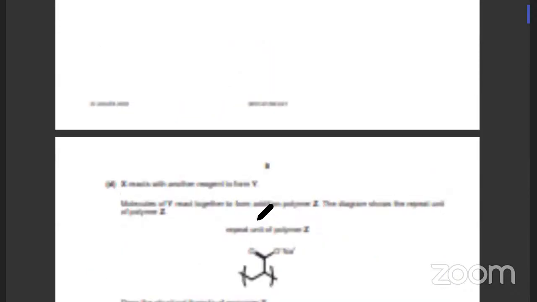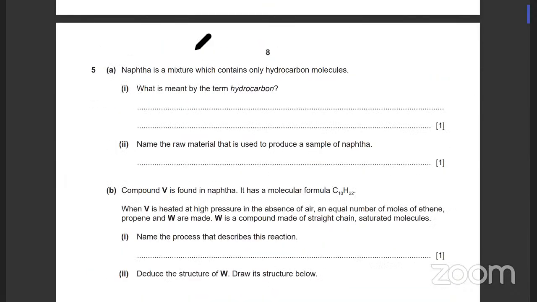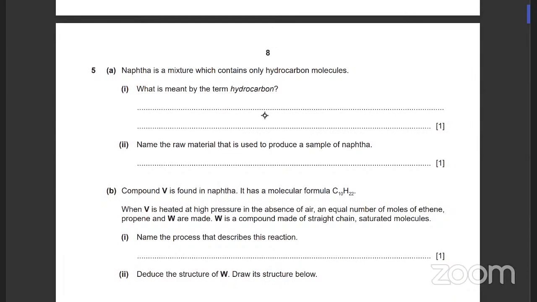Now move to the previous question, number 5, which is: what is meant by the term hydrocarbon? That's a molecule that contains hydrogen and carbon atoms only. That's a simple definition of what a hydrocarbon is. Name the raw material that is used to produce a sample of naphtha. So where do you get all the organic raw materials from? Crude oil. Okay, that's going to be crude oil or petroleum.